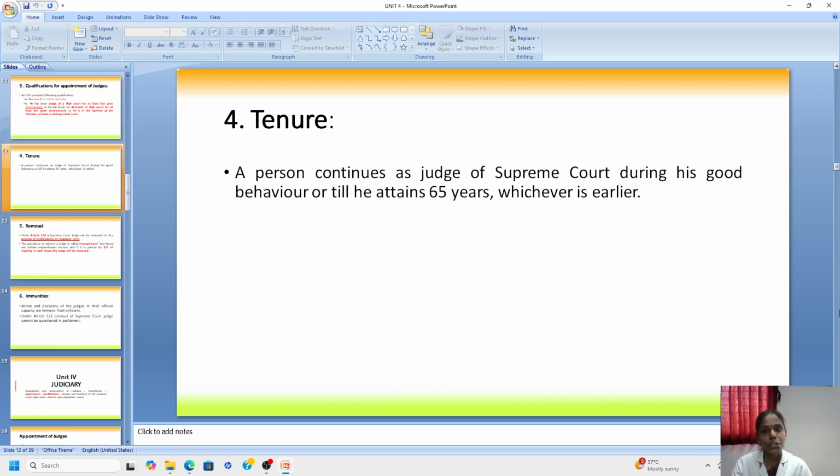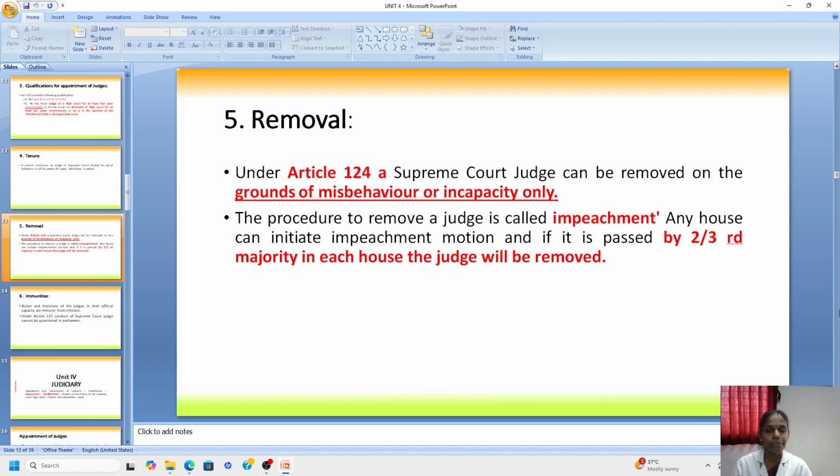A person continues as judge of the Supreme Court during his good behavior or till he attains 65 years, whichever is earlier. Removal: under Article 124A, Supreme Court judges can be removed on grounds of misbehavior or incapacity only. The procedure to remove a judge is called impeachment.